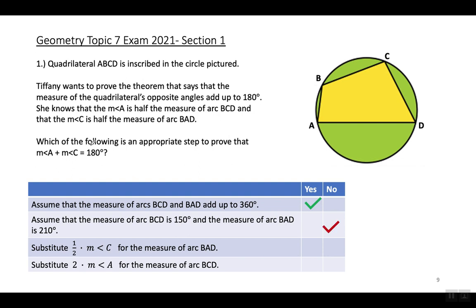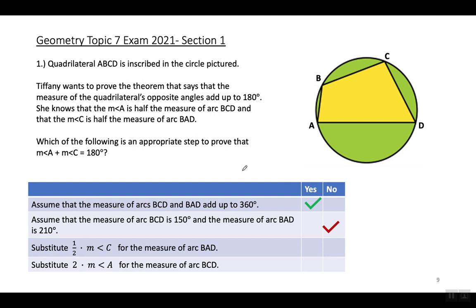Because remember, what you're trying to do, it says here, which of the following is an appropriate step to prove that the measure of angle A plus the measure of angle C equals 180? So if you were doing a proof, you wouldn't include this in the proof because we don't know what those arcs measure. They might measure that, but we don't know that. So no, you wouldn't assume that. Okay, how about the third one? Would you use this in a proof to prove this?